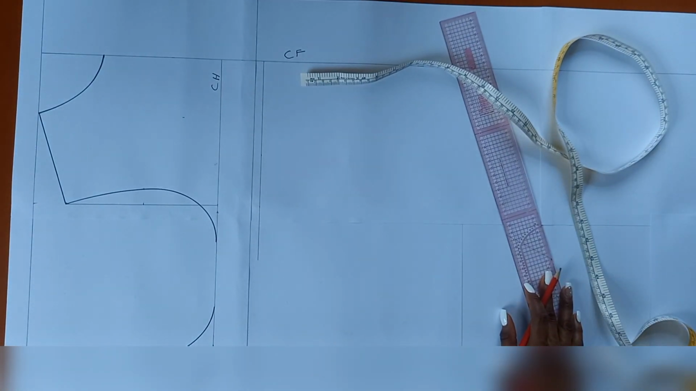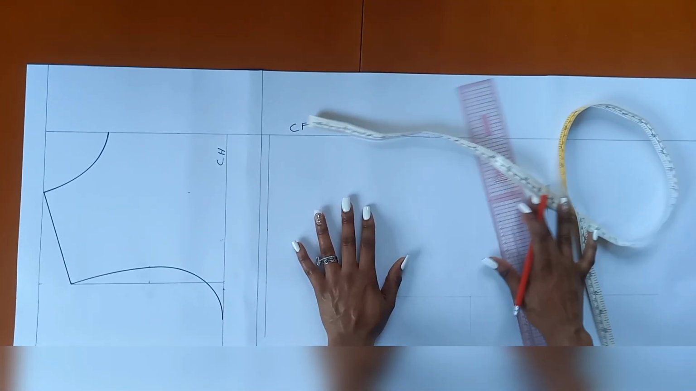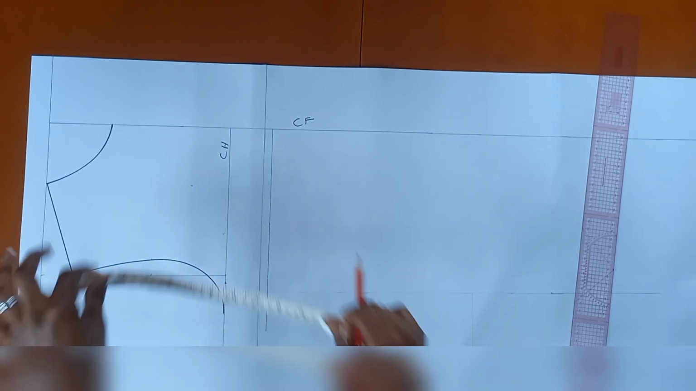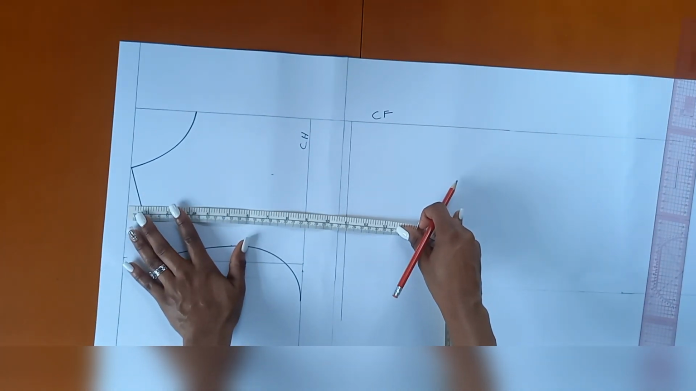Next thing I'm going to be marking is my shoulder to front waist measurement, and I'm also going to be marking this on the front side of my bodice. So my shoulder to front waist measurement is 18 inches. So I'll be marking 18 inches from this top line also.